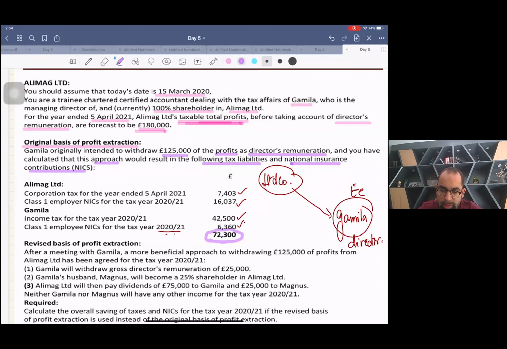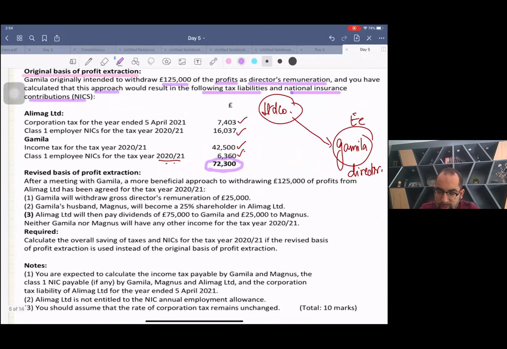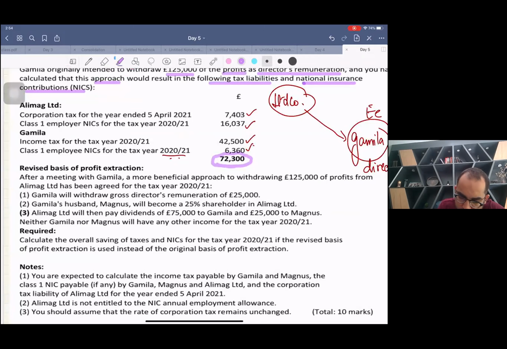Now, my dear student, look at the revised basis. After meeting with Gamila, a more beneficial approach of withdrawing 125,000 of profits from Alimag Limited has been agreed for the tax year 2021. In total, she still wants to withdraw 125,000.